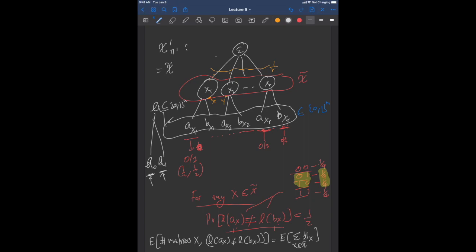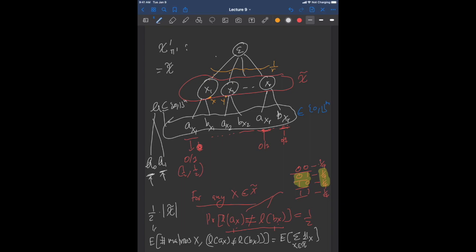What is the expectation of this? With half probability it's 1, with half it's 0, so the expectation is just half. So the expected number of matrices where this would happen is equal to half times the cardinality of x tilde, the total number of matrices.